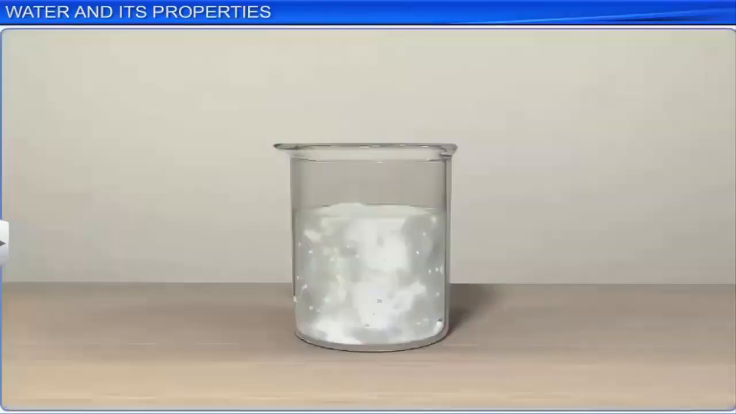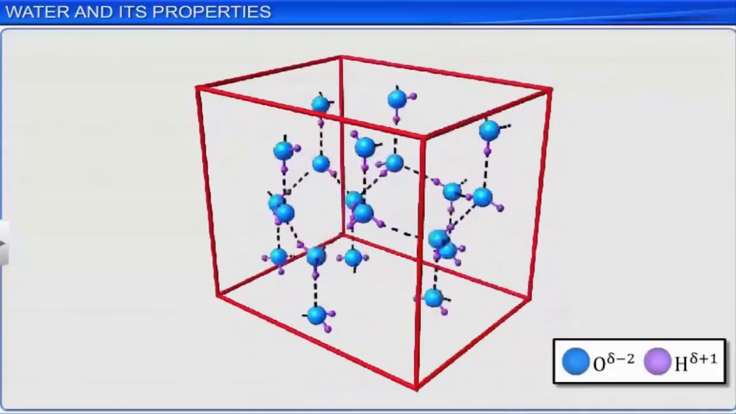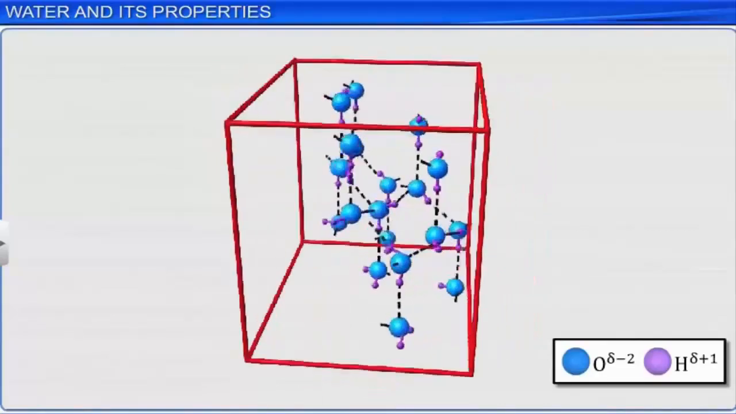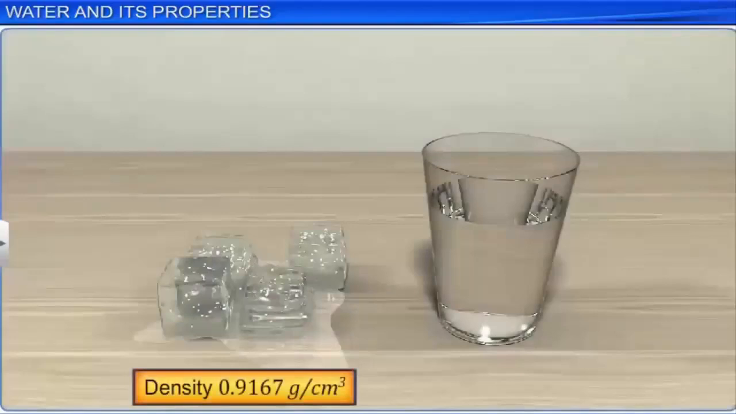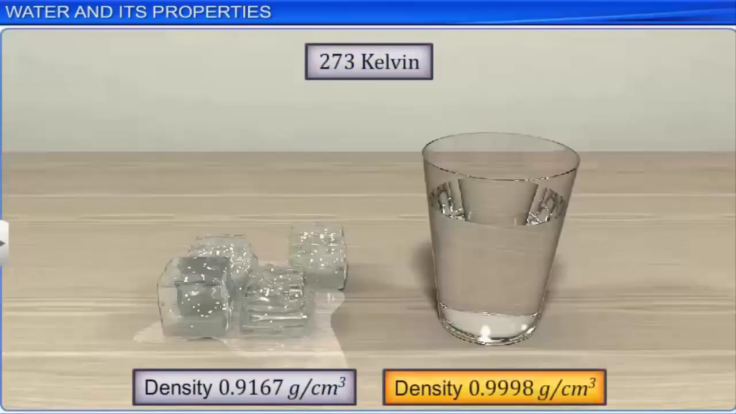The crystalline form of water is ice. At normal atmospheric pressure, ice crystallizes in hexagonal form. The density of ice is 0.9167 gram per centimeter cube at 273 Kelvin, whereas water has a density of 0.9998 gram per centimeter cube at the same temperature.